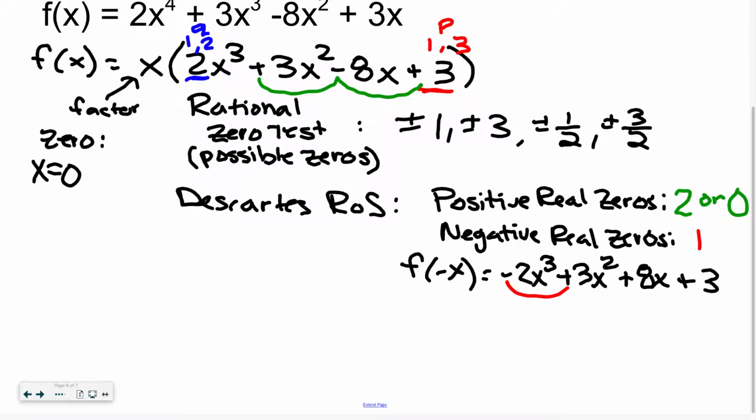Okay, so what kind of information do I have from Descartes' rule of signs? Well, in this cubic polynomial, I could have 2 positive and 1 negative. That would account for my 3 zeros. Or I could have 0 positive, 1 negative, and then the other 2 I might have to find through like quadratic formula or something like that. They might be imaginary. Okay.